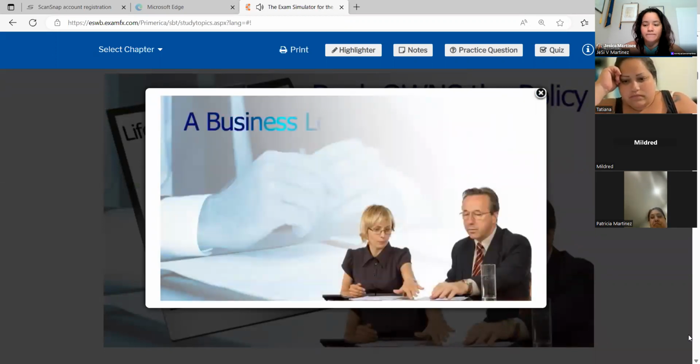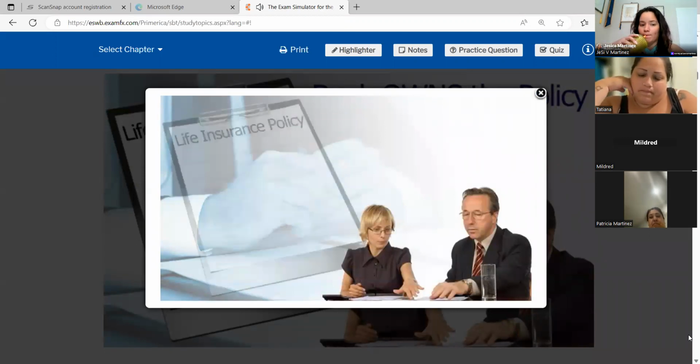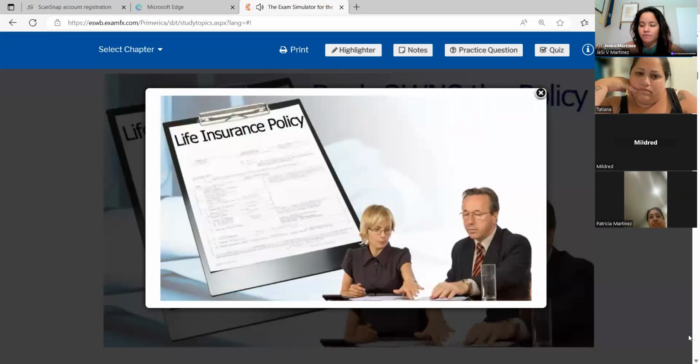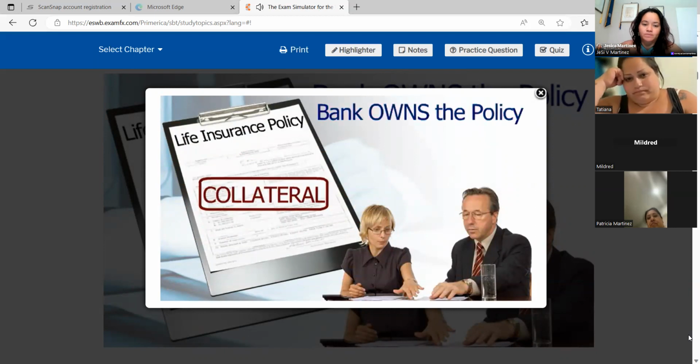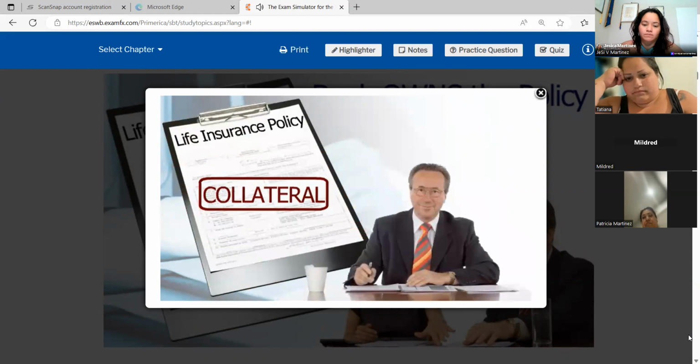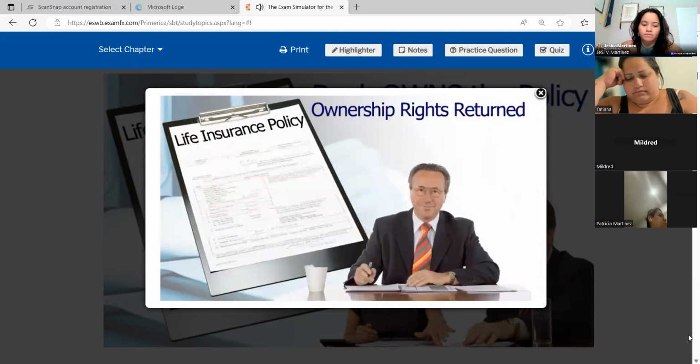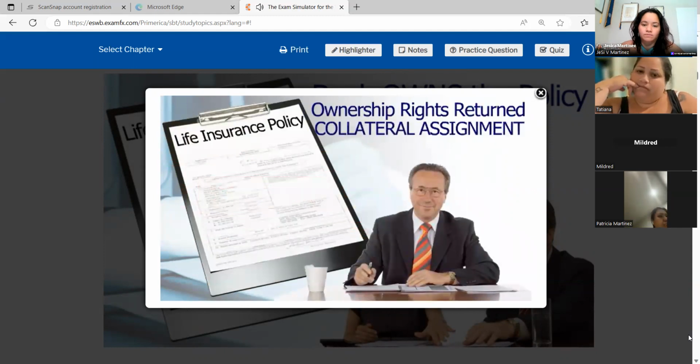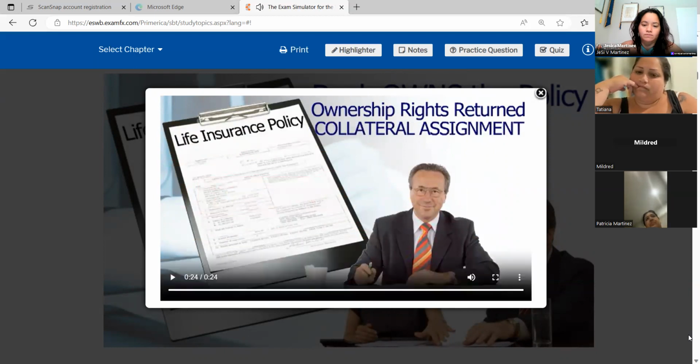Gary has taken out a small business loan from ABC Bank. As a condition for the loan, ABC has asked Gary to assign his life insurance policy over to them as collateral. Until the loan is repaid, ABC Bank is the owner of Gary's policy. Once Gary's loan has been repaid, the ownership rights will revert back to Gary. This is called a collateral assignment.